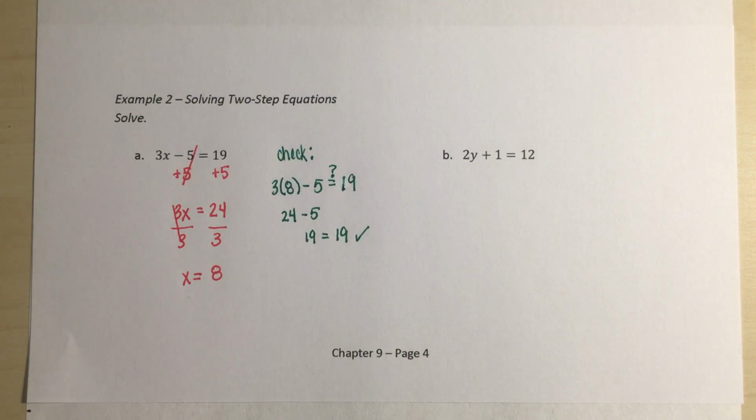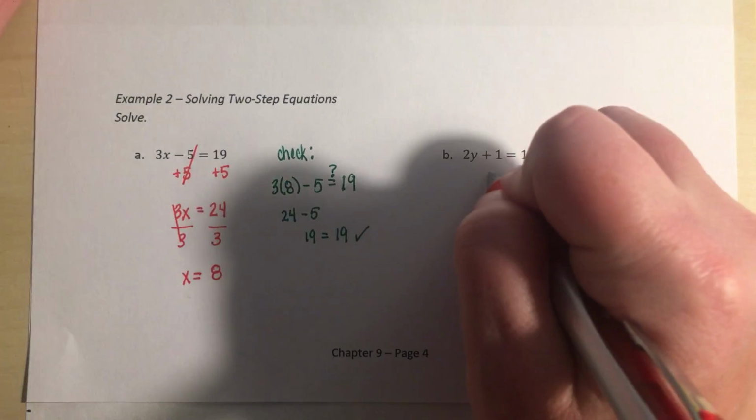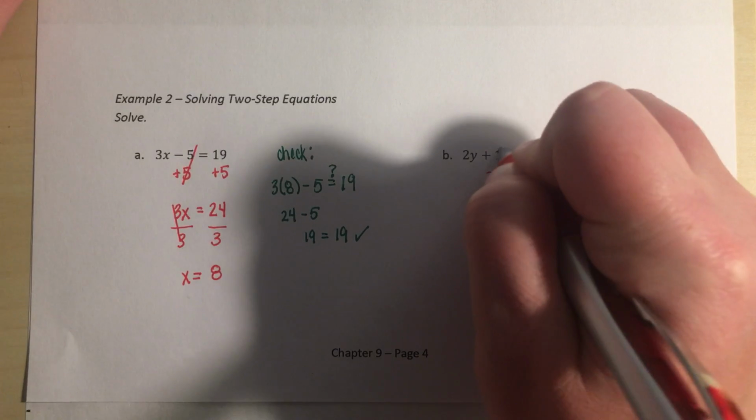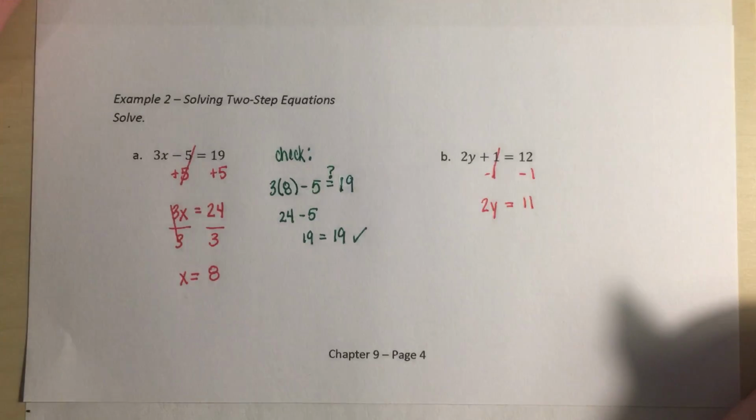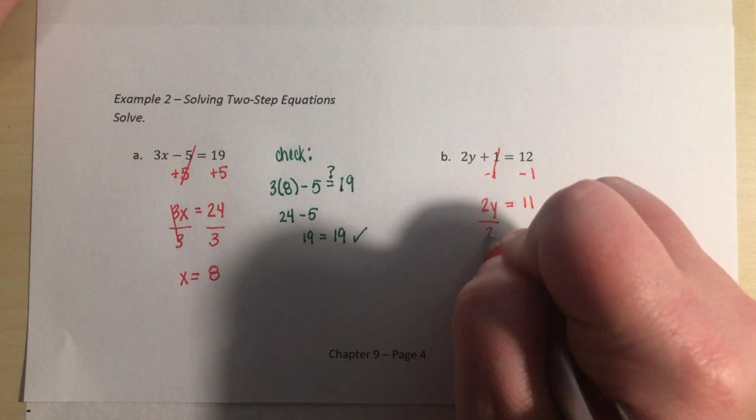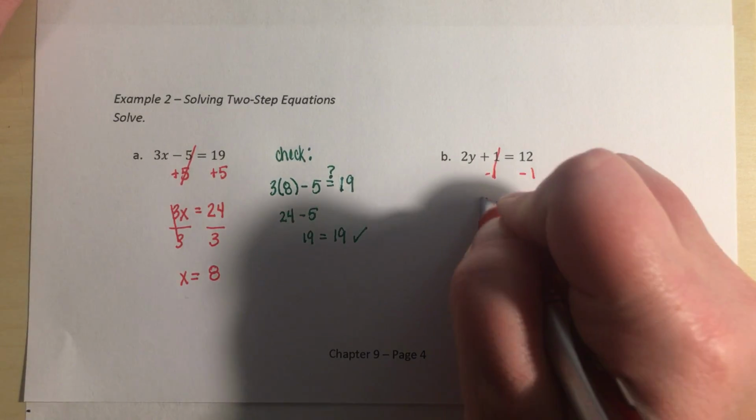So let's look at example B. For example B, we have 2y plus 1 equals 12. The first thing we're going to do is get rid of that number that's next to our variable, but that's not a coefficient. So we're going to get rid of that positive 1 by subtracting 1 from both sides. We have 2y equals 11. Now we're going to finish this off by dividing by our coefficient.